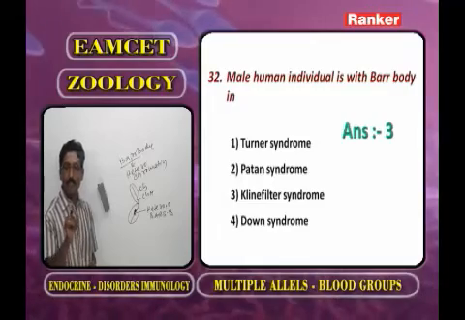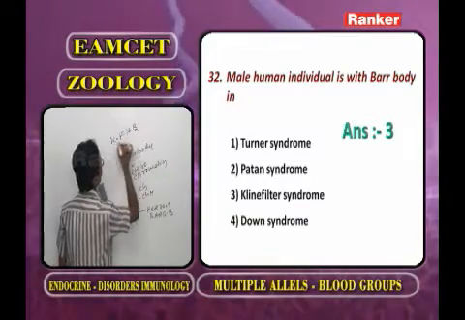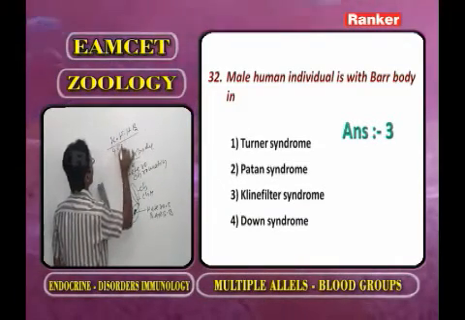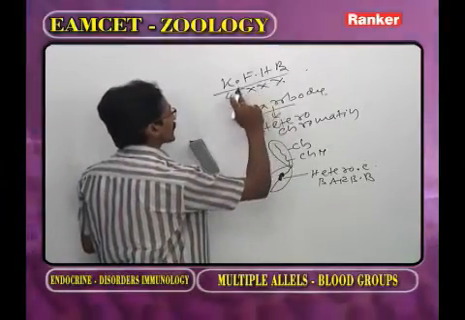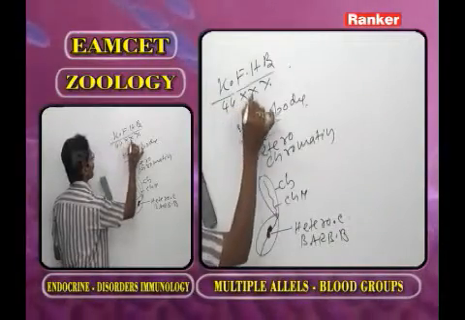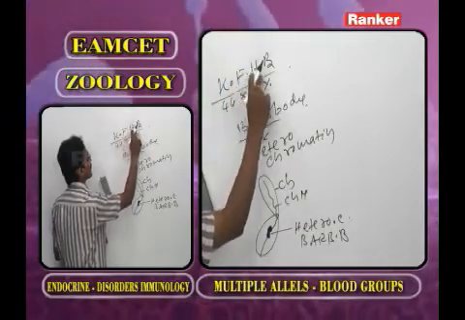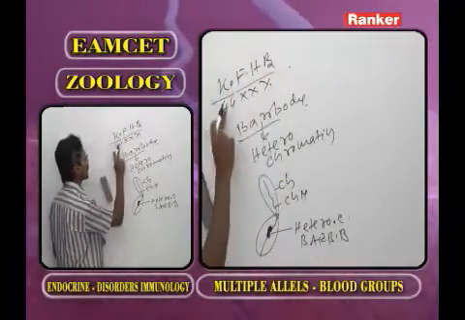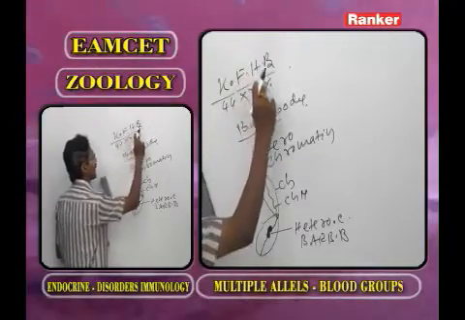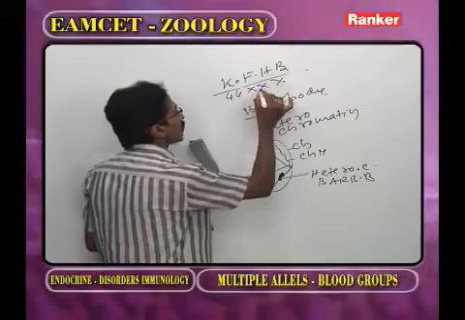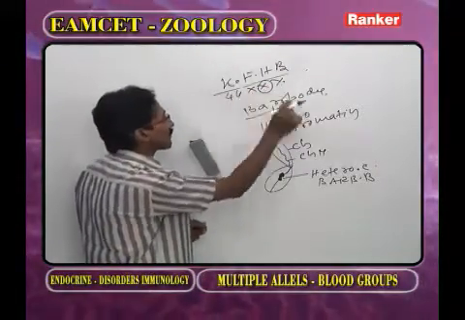Male human being with bar body, Klinefelter human being. In his body, 44XXY. That means 44, 45, 46, 47. Number of chromosomes in the Klinefelter syndrome human being: 47 chromosomes, 44 autosomes, this is one allosome, another allosome, and another allosome. Now, out of 2 X chromosomes, 1 X chromosome is coming from the female body.